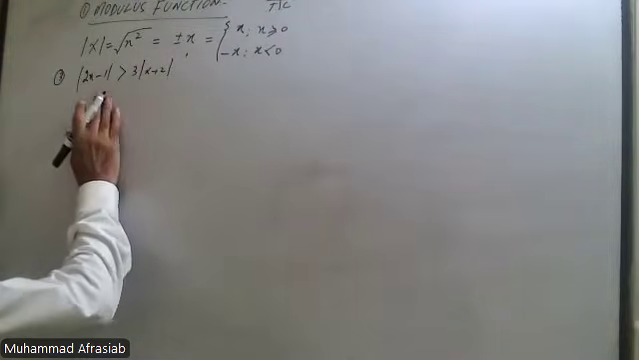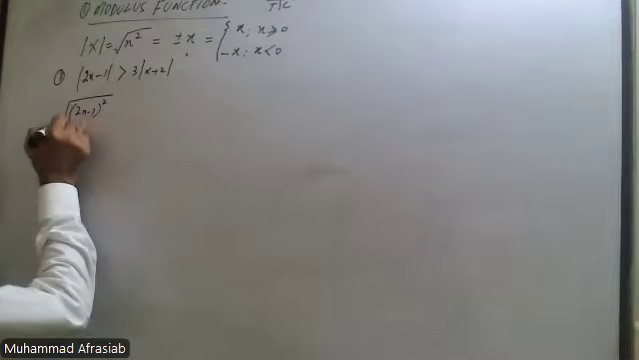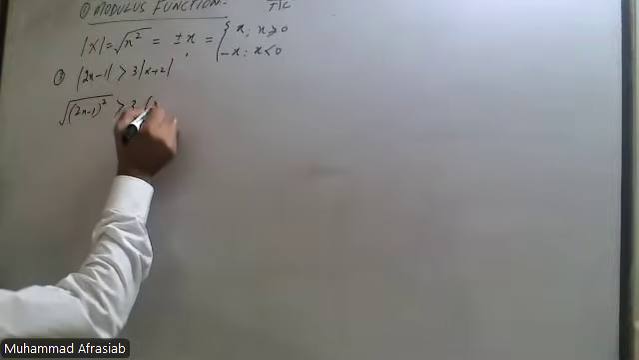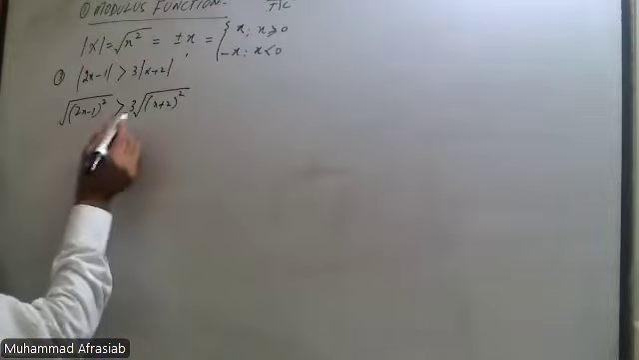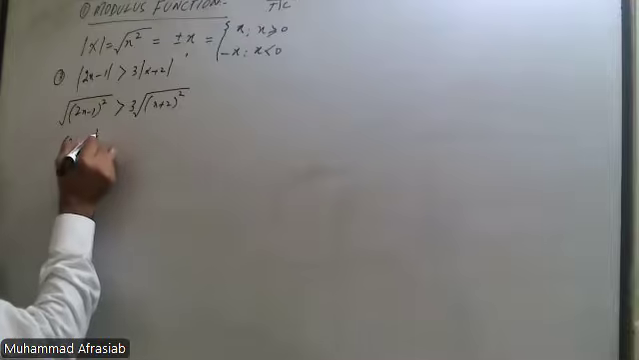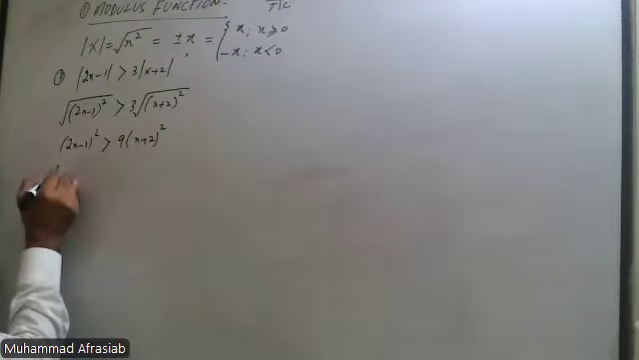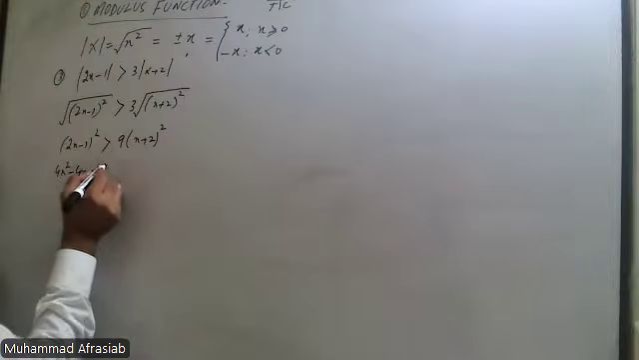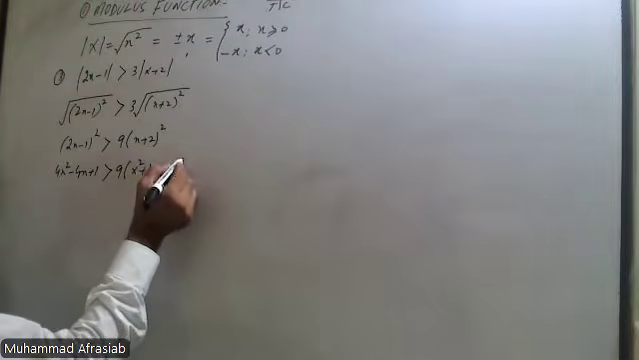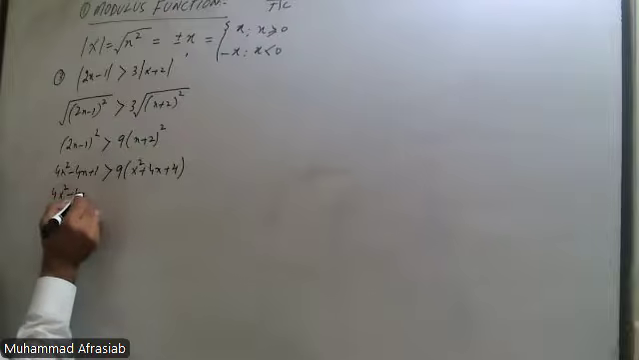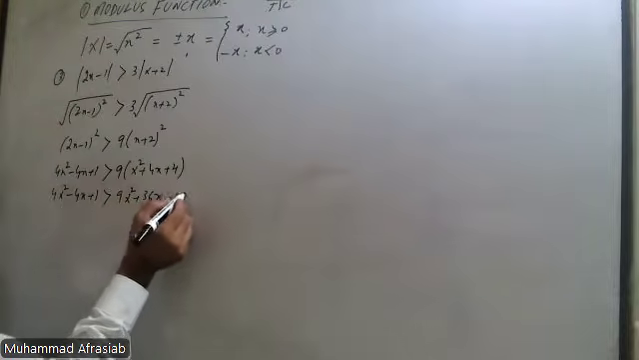So |2x − 1| > 3|x + 2|. This becomes the square root of (2x − 1) squared is greater than 3 times the square root of (x + 2) squared, by using the modulus function. Now taking the square on both sides, (2x − 1)² is greater than 3 squared, which is 9, times (x + 2)². This becomes 4x² − 4x + 1 > 9(x² + 4x + 4), that is 4x² − 4x + 1 > 9x² + 36x + 36.